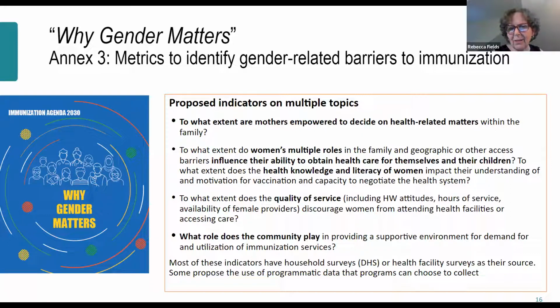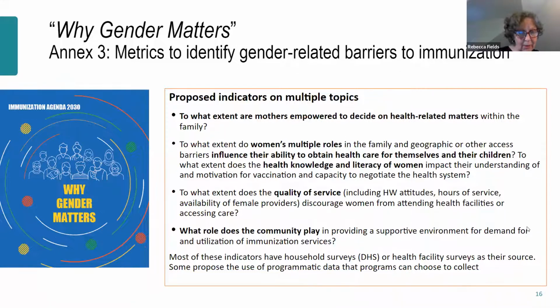demand and utilization? And so that gets a little bit at what I was just talking about, where there could be other community channels that are used to provide some of that essential information about vaccination to back up what the health worker has been saying, and to help sort of alleviate some of the burden on them, even as they do need to provide that essential information and to maintain good interactions with caregivers.